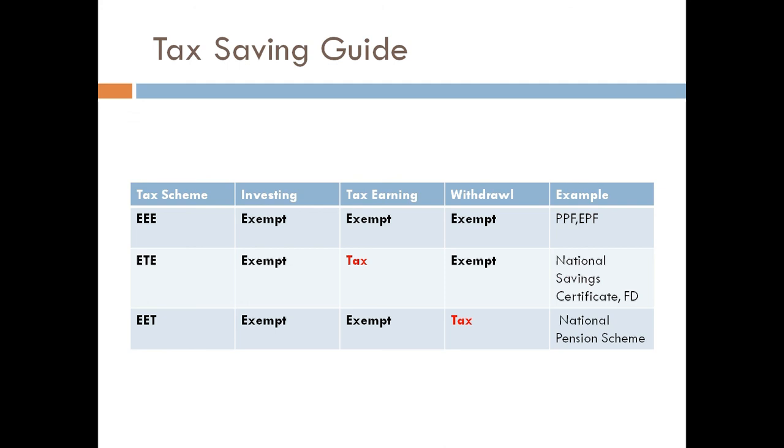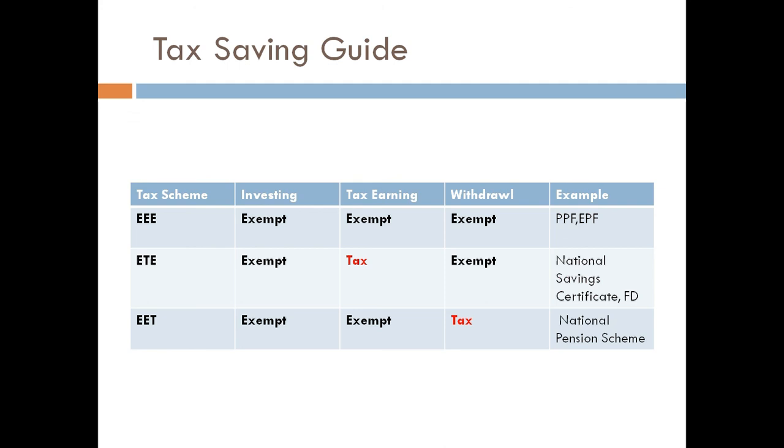The next one is the tax earning phase. At the end of the year, on 31st March, you will get interest based on the agreed rate of interest. So if you have invested 1 lakh rupees and the rate of interest is 8%, that means the interest is 8,000 rupees. So the 1 lakh gets a tax benefit under 80C, and the 8,000 gets a tax benefit in the tax earning phase.